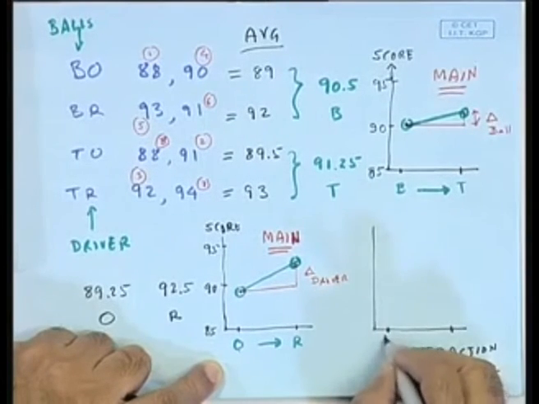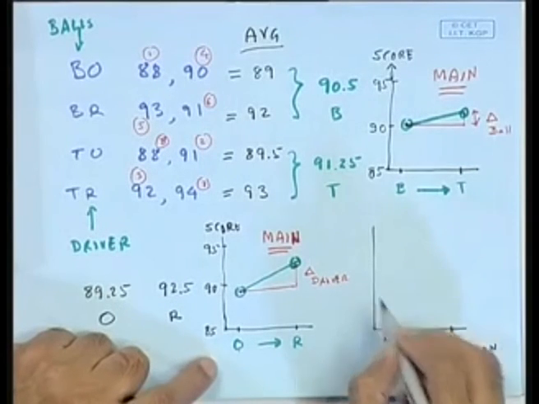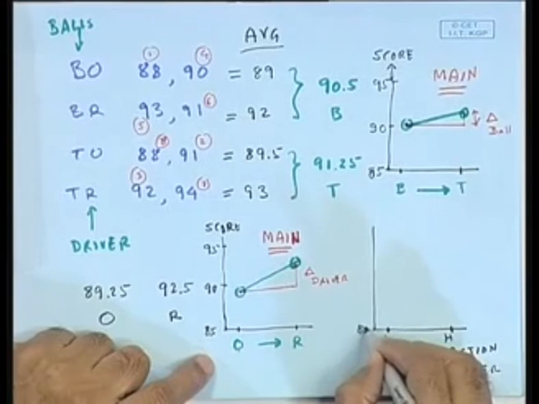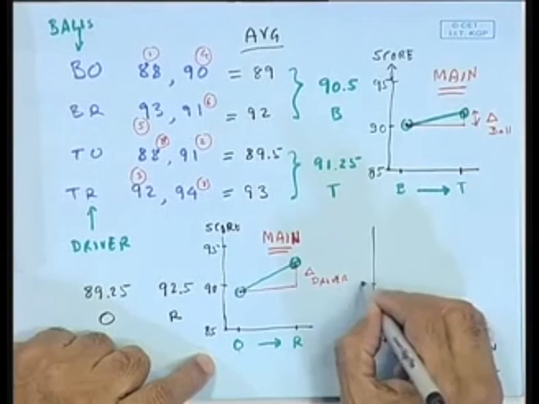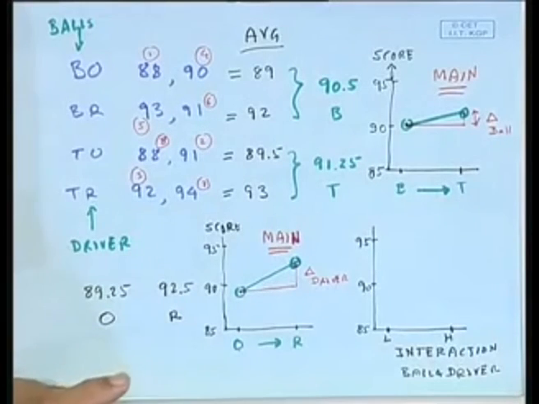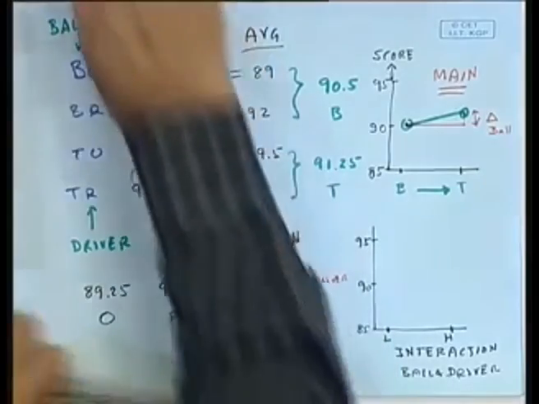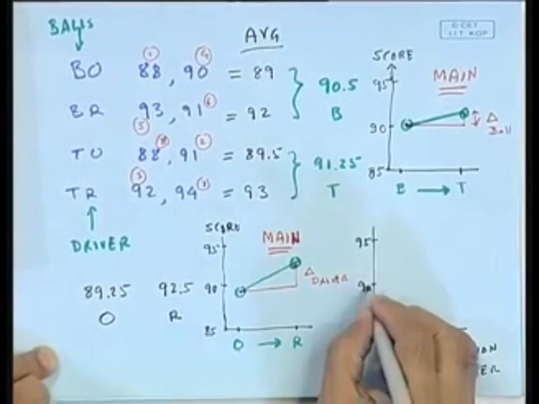Low and high. And let's see how you calculate that out. And of course, my scale is marked at 85, 90, 95. That's my score. Let's try to see if we could get my interaction plots done. I'll just make sure the reading is okay.